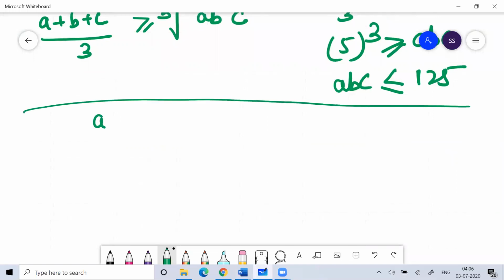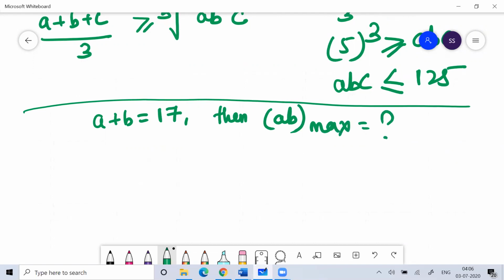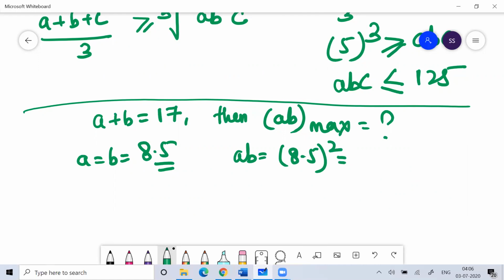But what about the case where a plus b is equal to 17? Then what is the maximum value of a into b? In this case, if you take a and b equal, you will get 8.5. So 8.5 into 8.5 means 8.5 whole squared. You can use my Vedic maths to find the square of any number which ends with 5. That will give you the answer 72.25.